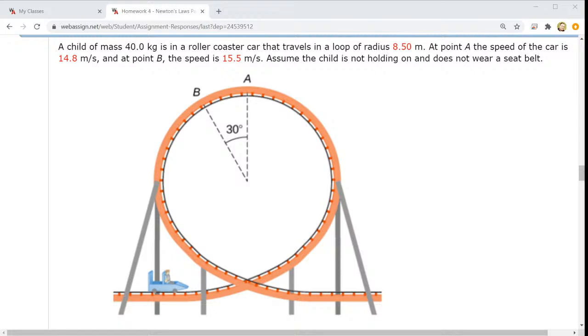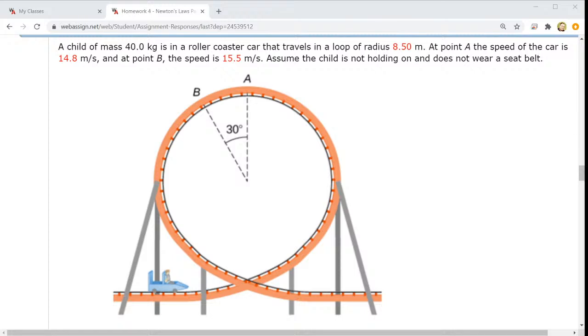So already we know this is not uniform circular motion because the car is accelerating. It's speeding up, it's going faster. So it's accelerating tangentially to the path that it's following, but it's also accelerating toward the center of the circle. It has to. There has to be a centripetal force in order to make the child go in a circle along a circular path. Assume the child is not holding on and does not wear a seatbelt, because that's a good assumption.